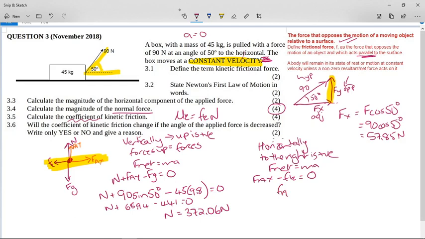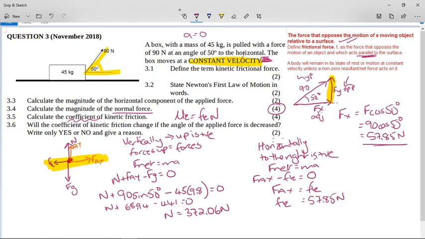So this means my x component, sorry, excuse that very bad f, let's make that f a bit better. My x component is going to be equal to the force of kinetic friction. And I worked out my x component earlier. My x component was 57,85. So the force of kinetic friction is going to be 57,85 newtons. Okay, but that's not what they asked for.